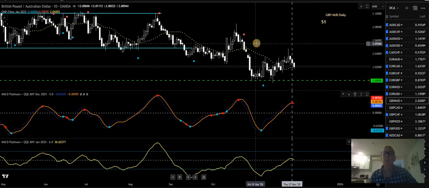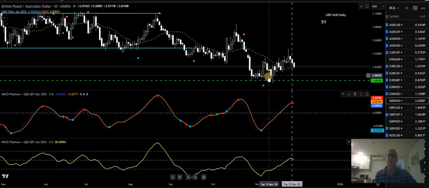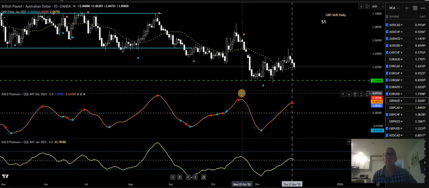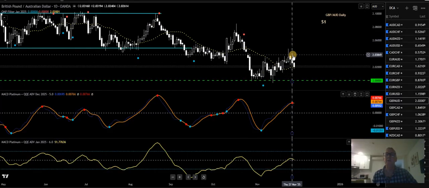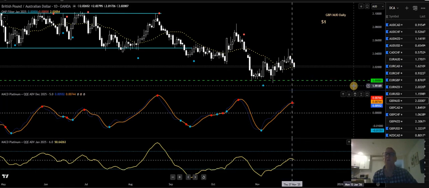Pound Aussie, in nothing at the moment, just waiting patiently. Red dot on the MACD platinum above the 0 level, but there's no red QMP filter dot yet, and it's a valid high probability setup, potentially setting up there. Big round number is 2.000, that green dash line.